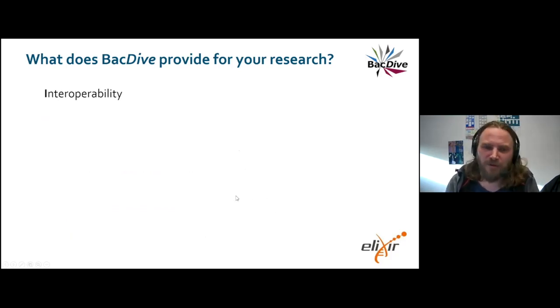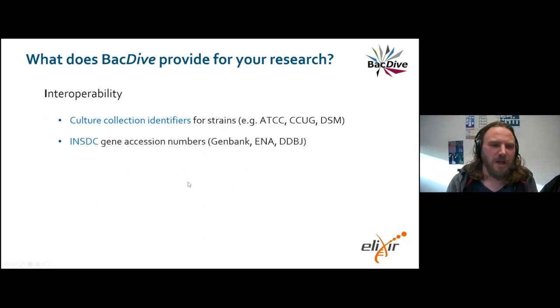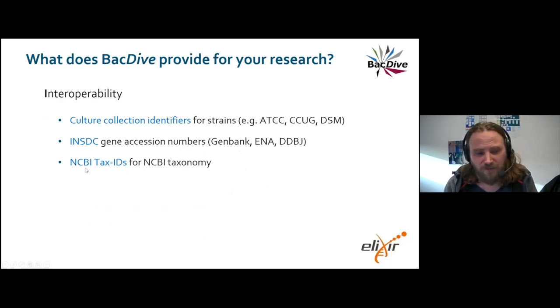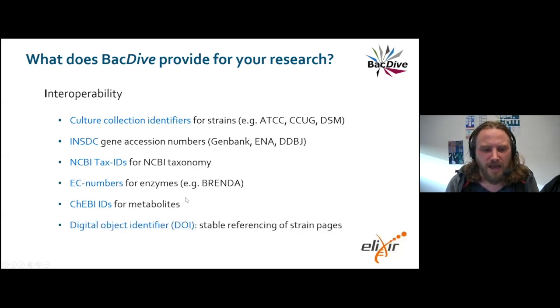Interoperability is most important for us, of course. And we do cover this by having all the identifiers available that make sense. Of course, we have culture collection identifiers to identify strains. We do have INSDC sequence accession numbers. We also have NCBI tax IDs for NCBI taxonomy. We have EC numbers for the enzymes. We have ChEBI IDs for metabolites. And last but not least, we have digital object identifiers, short DOI, for referencing our own strain pages.